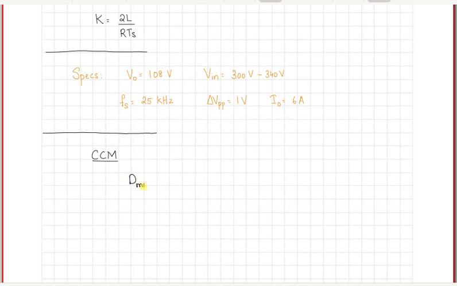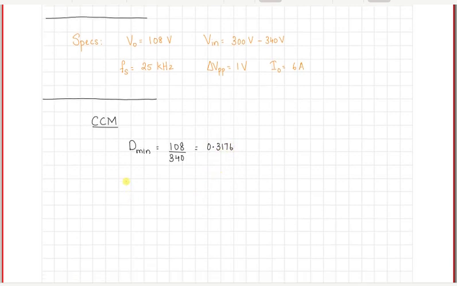So you will have a minimum value of duty ratio, D minimum, which you can calculate as 108 by the maximum value of input voltage, right? This will give you the minimum value of duty ratio, and if you evaluate it, you will get 0.3176. Similarly, to get the maximum value of duty ratio, D max, you will have to look at the minimum input voltage. So this D max is given by 108 divided by 300, which would be 0.36.